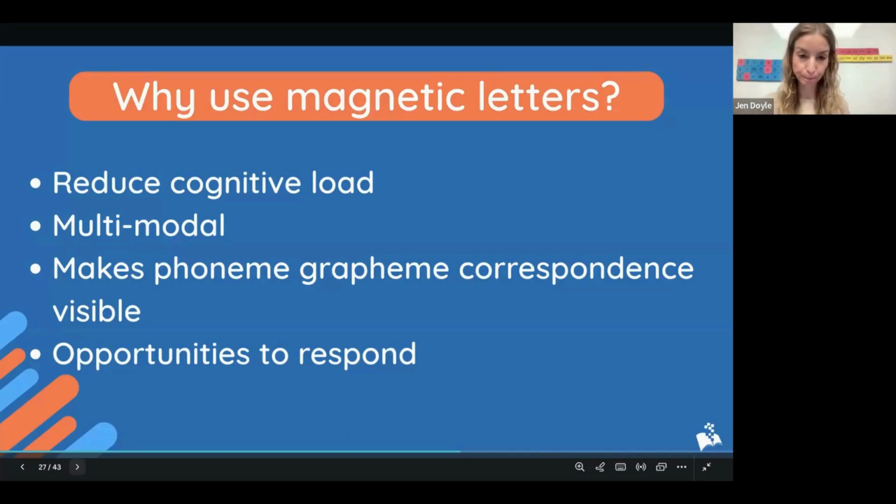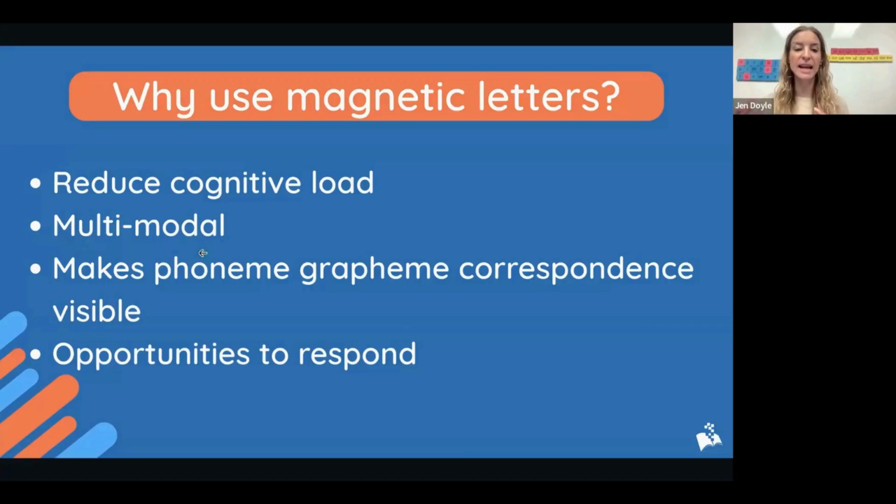Another piece is that it's multimodal. It's multisensory for students. It's tactile, it's hands-on, it's colorful. Students are able to see the different types of patterns really easily and clearly. And that is going to make that phoneme-grapheme correspondence really visible by showing it in this hands-on tactile way.